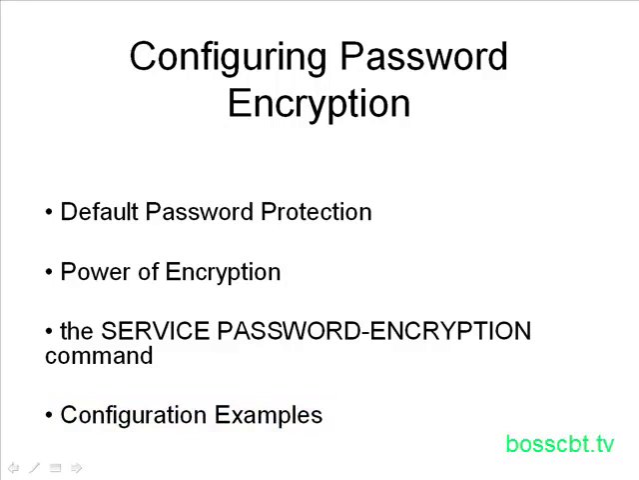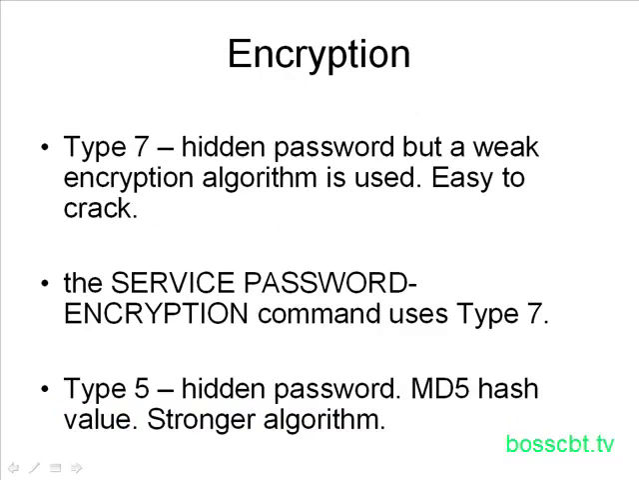So let's get started. So the first thing to note about encryption is not all encryption methods are the same or equal. That is the main point to walk away with here. So we'll start off by looking at Type 7. Type 7 encryption is good enough to hide a password, but the algorithm used to do it is relatively weak. It's not very complicated, it's not very strong. So that means it's relatively easy to crack.